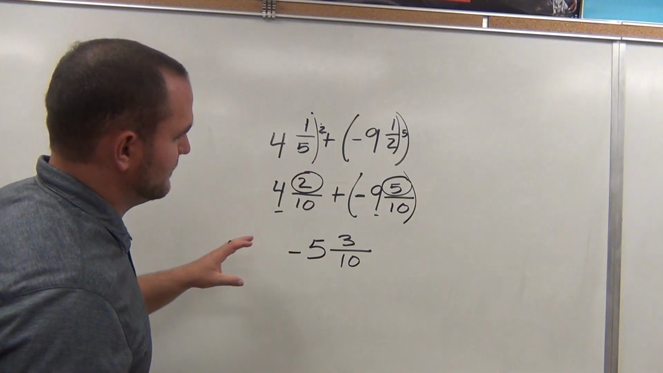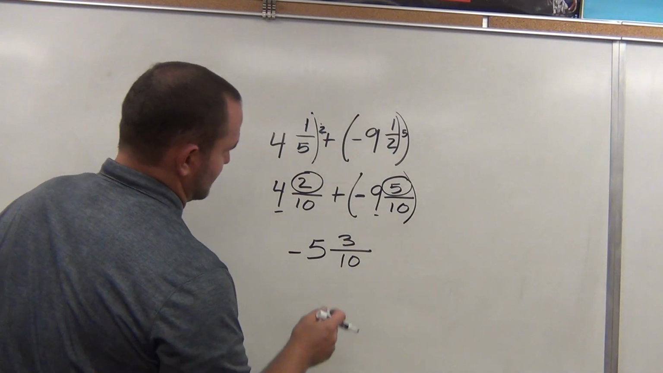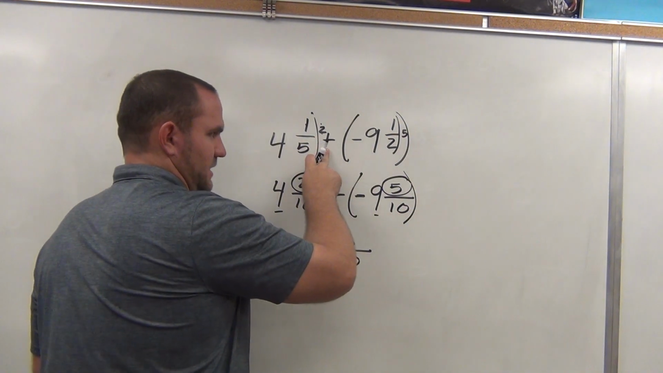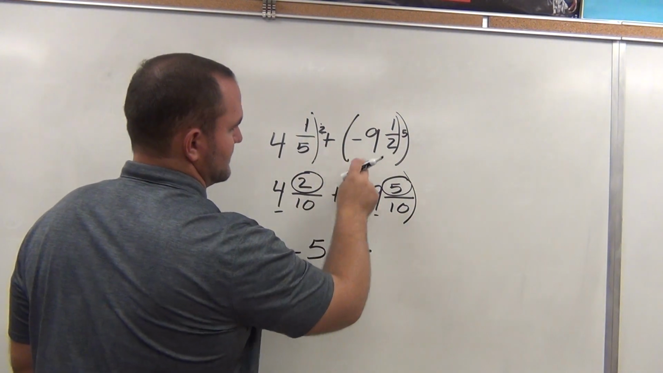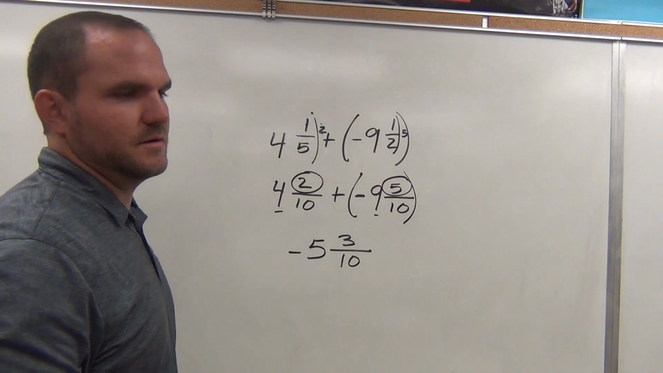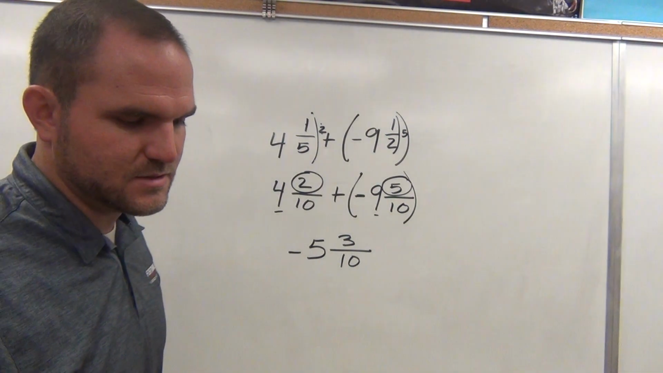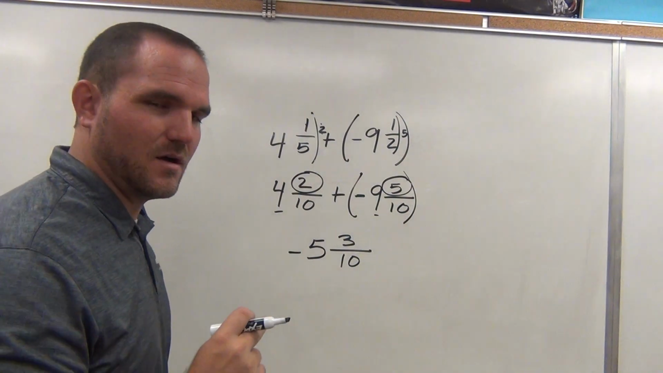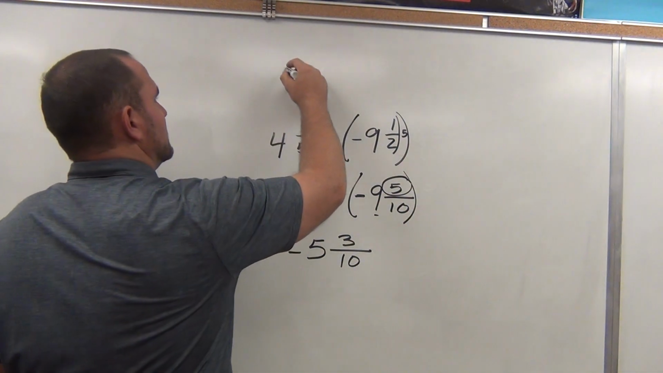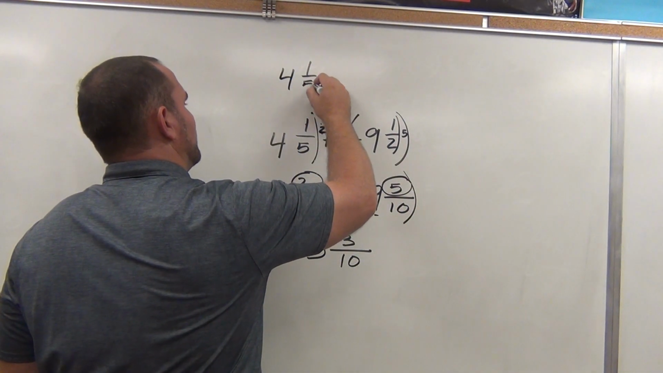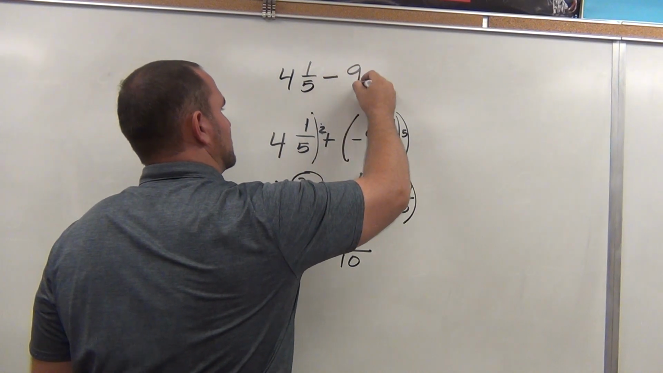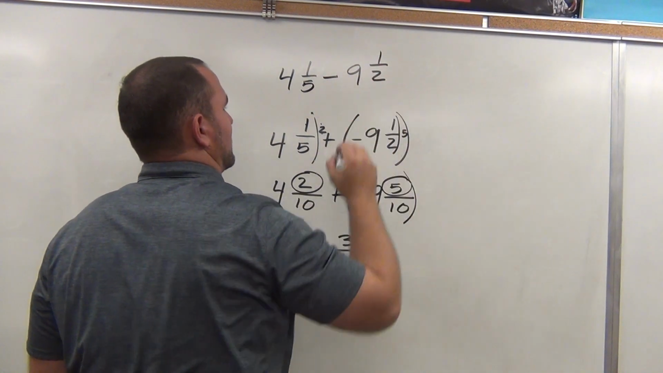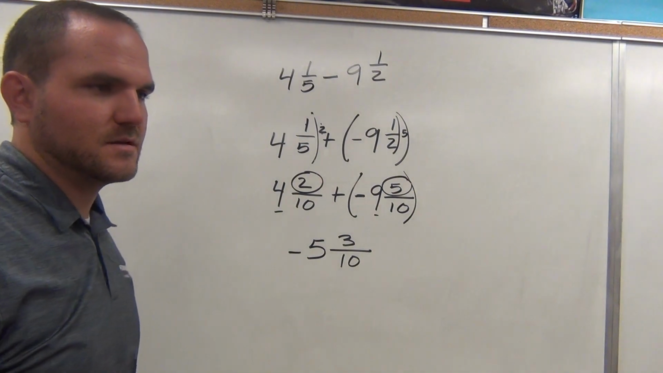When we're working with these numbers, you'll notice that I have a plus sign, and then a parentheses, and a minus sign. Sometimes I wanted to do it that way because sometimes on the test, that's how they'll have it. But here's also the same exact thing. So 4 1/5 minus 9 1/2.